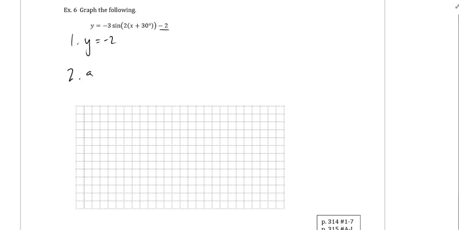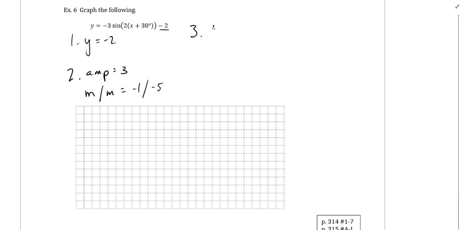Question 2, what's my amplitude? It's 3, not negative 3. It's positive 3. Amplitude is a measurement of magnitude, of size. It's always the absolute value of the A value. What's my max and my min? Negative 2 plus 3 is negative 1. Negative 2 minus 3 is negative 5. Those are my max and min points. That's where I know where to put the critical points once I get everything done.